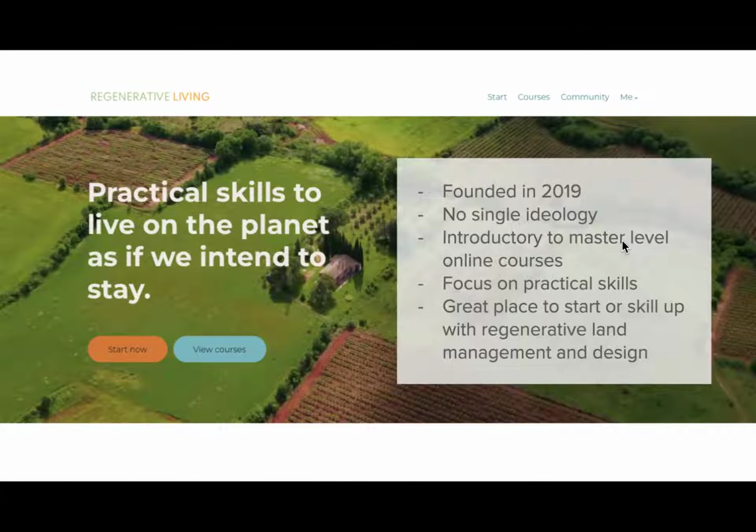So this is where Regenerative Living came up. I started it in 2019 with Joe Tobias of Root Shoot Soils, who's an incredible regenerative soil consultant, works in microscopy, making incredible compost teas and extracts, and really wanted to offer practical skills to live on the planet as if we intended to stay. So this isn't about a specific ology or ism. It's specific to the skill, to learn the skill, to apply the skill.